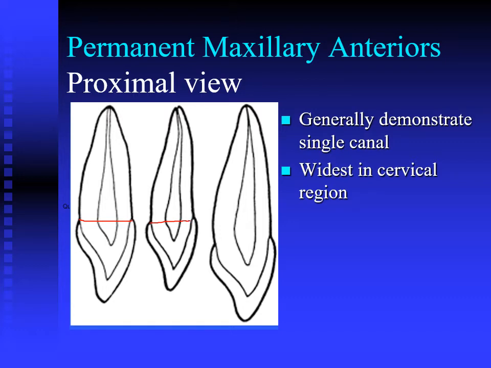If you remember from your maxillary and mandibular anterior tooth lectures, most maxillary and mandibular anterior teeth are single-rooted, with the exception of the mandibular canine, which has a fairly frequent example of having a buccal and a lingual root as well, or a labial and a lingual root. But in general, anterior teeth have a single root and a single canal, especially the maxillary anteriors.